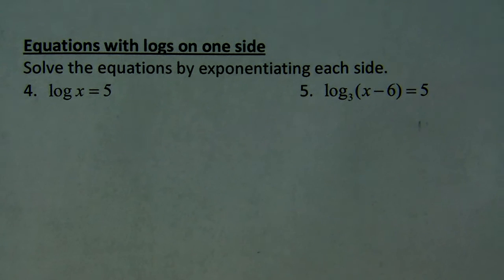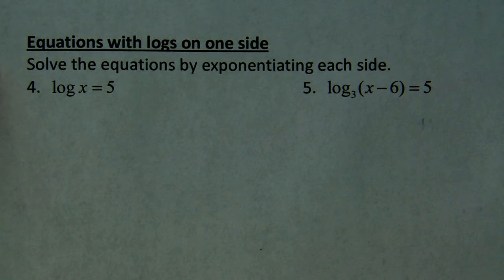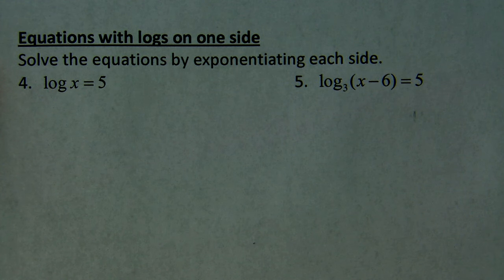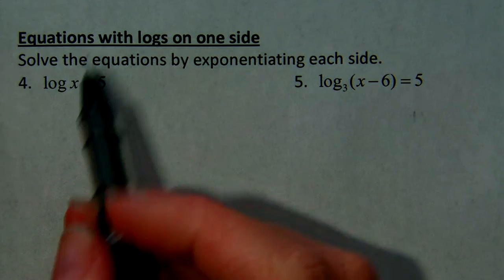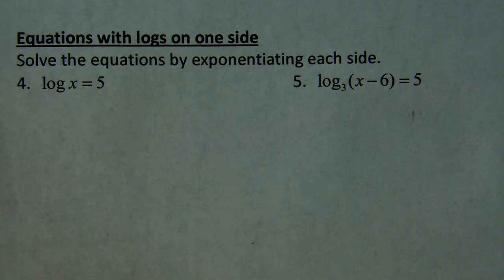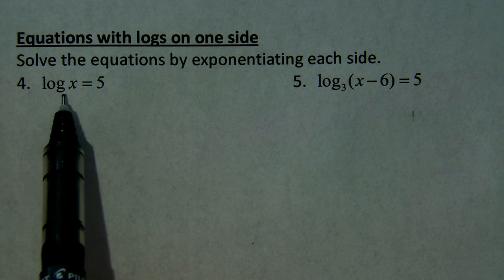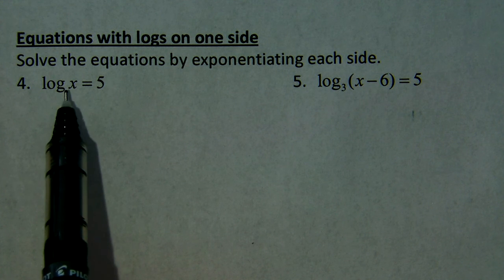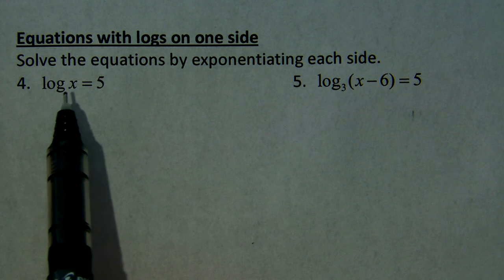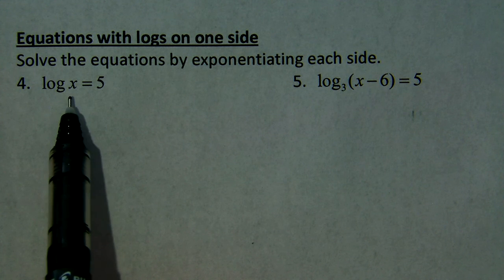Now, if you only have a log on one side, the way you do this is you get the log completely alone, and then you do the same thing with the exponents. You exponentiate, which means that you make both sides of the equation an exponent on the base, whatever the base of the log is. Here again, we don't have a base number, and that means that the base is 10.